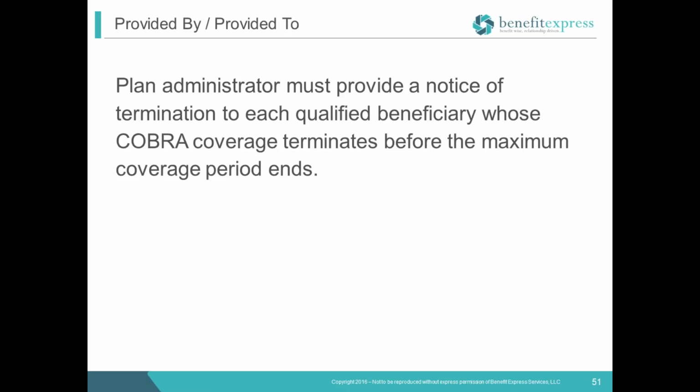So the plan administrator must provide the notice of termination to each qualified beneficiary, and the important word is each, whose COBRA coverage terminates before the maximum coverage period ends. If they're living at the same address, you give one notice, but if they're living at different addresses, then you have to give each one a separate notice.